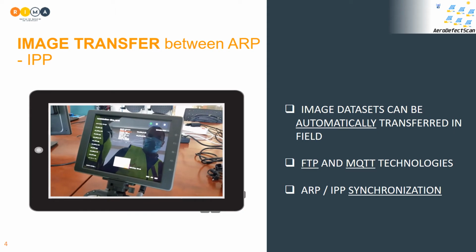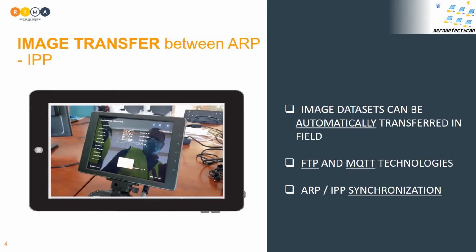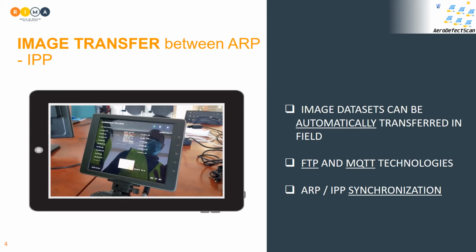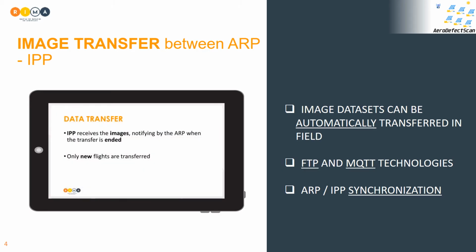The synchronization between the platforms is based on MQTT. For instance, when the image transfer process is finished, the aerial robotic platform sends a trigger using MQTT to the image processing platform in order to notify the end of the sending service.